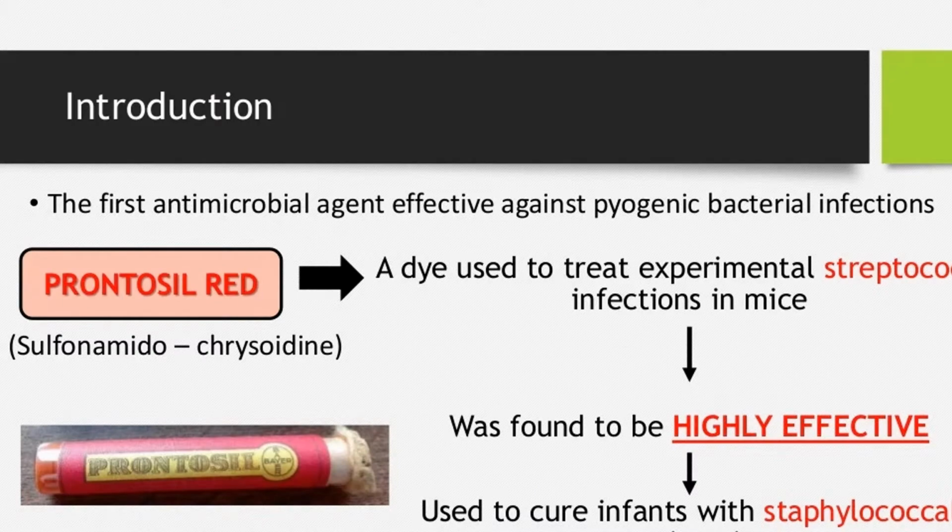The first antibacterial agent effective against pyogenic bacterial infection. The pyogenic bacterium is Staphylococcus aureus. This bacteria causes pus formation in the skin. So Prontosil red is the first antibacterial agent. This is a dye, and the dye was used to treat experimental Streptococcus infection in mice and was found highly effective, and used to cure infants of Streptococcus infection.